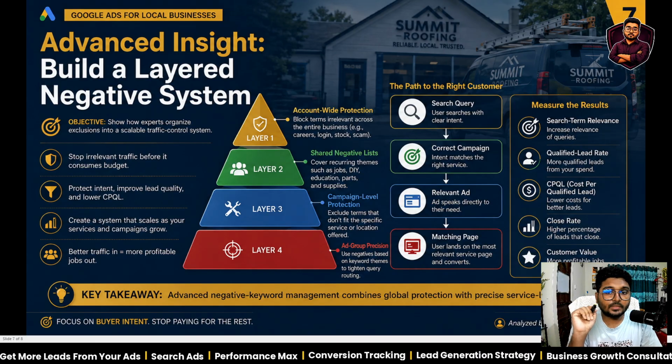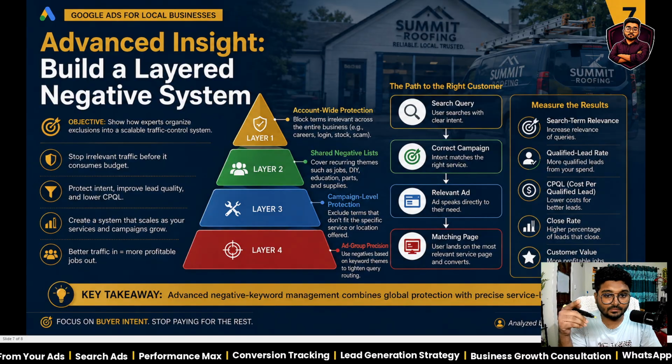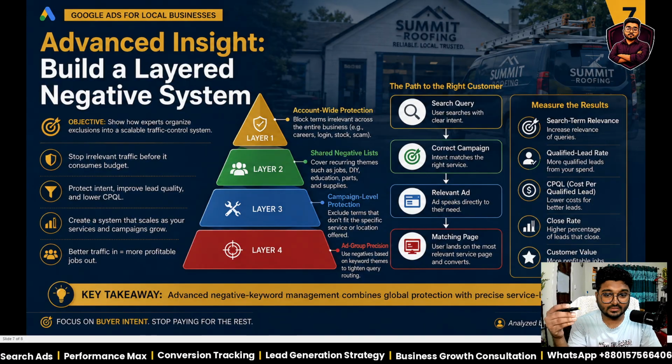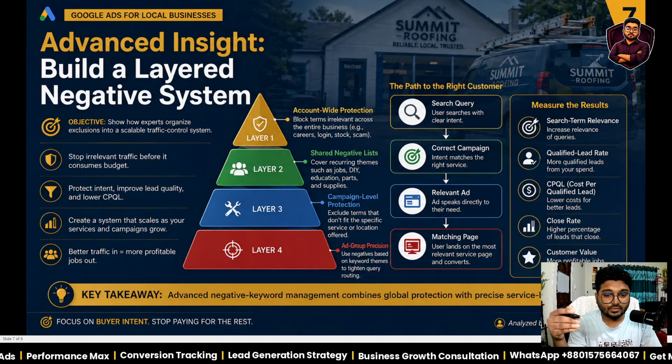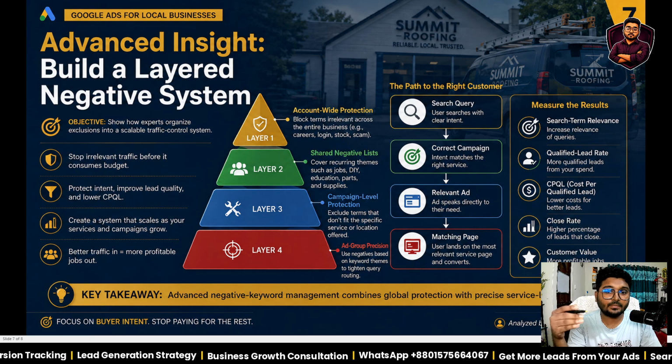A strong negative keyword system uses several levels. Level 1. Account-wide negative. Use this level for searches that are irrelevant across the whole business. Examples may include jobs, career, salary, apprenticeship, and training. Use account-wide negatives carefully because they can affect many campaigns.